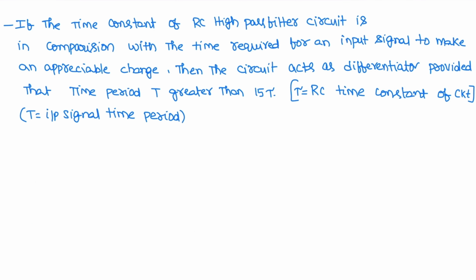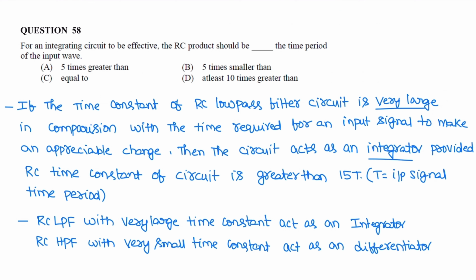Similarly, if the time constant of an RC high pass filter circuit is very small in comparison with the time required for the input signal to make an appreciable change, then the circuit acts as a differentiator, provided the time period of the input signal is greater than 15 times the time constant. So the correct option is at least 10 times. So as per this, at least 10 times is the correct option.